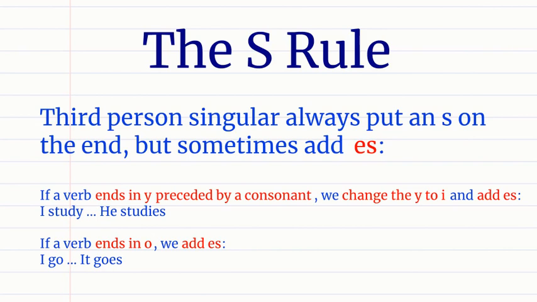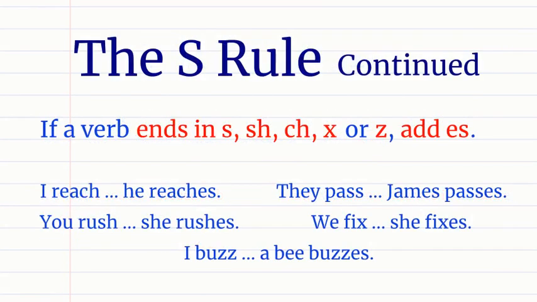However, if the verb ends in a consonant and Y, then you change the Y to I and add ES. So, in our example, study changes to studies. If a verb ends in an O, we add ES. As you can see in our example, go changes to goes. If a verb ends in S, SH, CH, X or Z, you should add an ES. As you can see in the examples here.